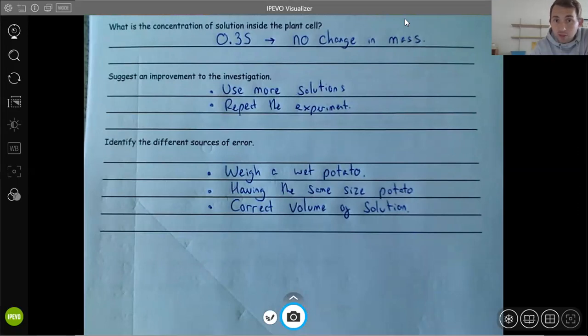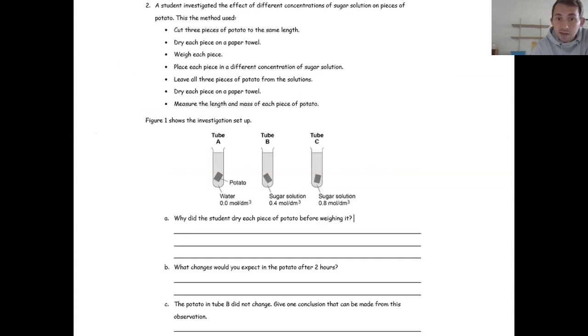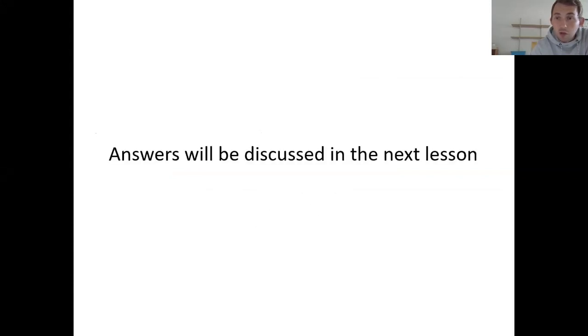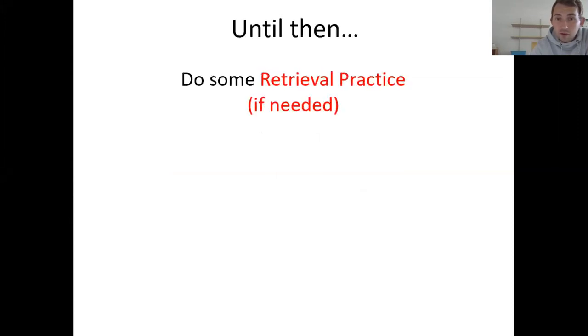You've got a couple of questions to think about now, and here they are. This is number 1, it talks about eggs. Again, have a think about applying your knowledge from this lesson to this question here. And question 2 is 3 questions, A, B, and C, about a very similar practical that they've done, and again, just thinking about what you've learned. We'll go through the answers next lesson, and next lesson is on active transport.